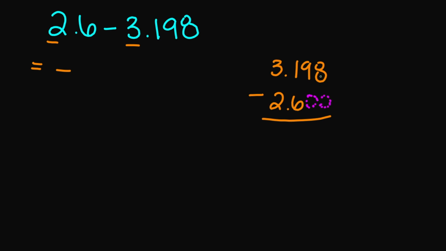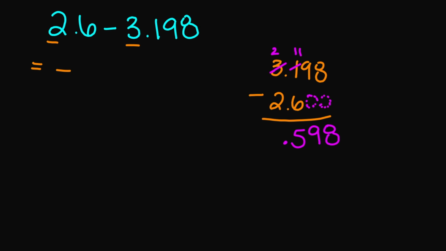So first we have 8 minus 0, that's 8. 9 minus 0 is 9. You have 1 minus 6, can't do that. I'm going to borrow here in the ones place. This 3 is going to become a 2. This 1 here is going to become an 11. So now you have 11 minus 6, that's 5. And then you have 2 minus 2, that's going to give you 0. And you're going to bring your decimal down. So your final answer here we get is 0.598.